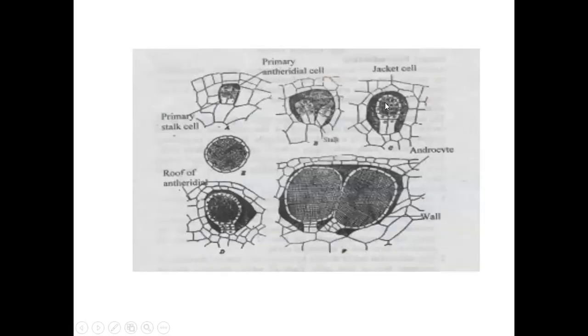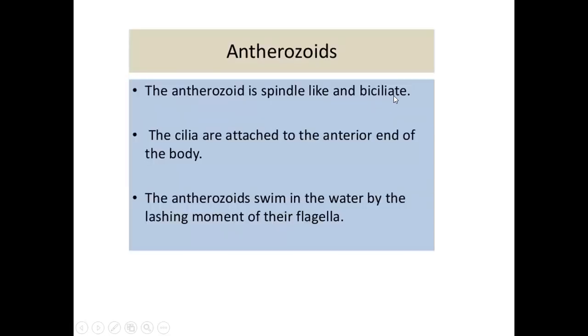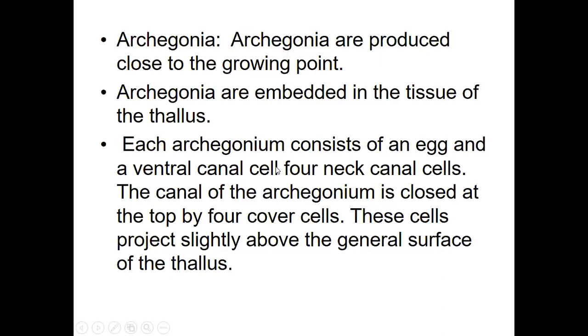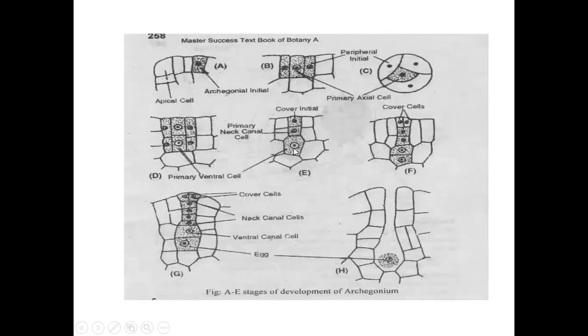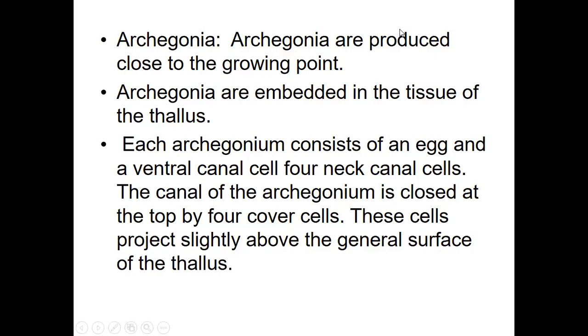They are spindle-like and biciliate or biflagellate, one and the same. And these are motile with the help of the flagella. They can swim in the water and can move from one place to another. Now, next we can go to the development of the Archegonia, which is the female reproductive organ.